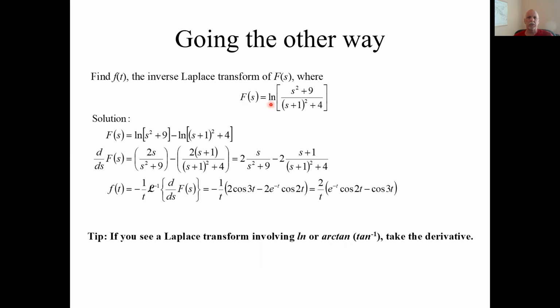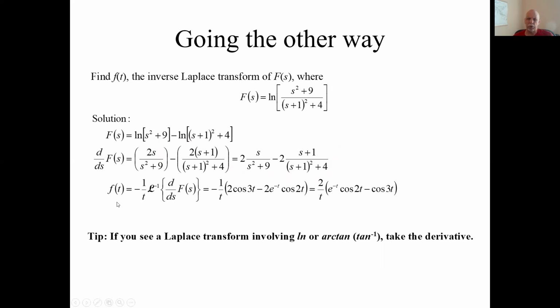First, I can express the natural log of a quotient as this difference: natural log of the numerator minus the natural log of the denominator. Then I can take the derivative of this guy. That's 1 over u, du ds. The derivative of this guy is 1 over s squared plus 9, times 2s, the derivative of that guy. That's what it all is if you lay it out.